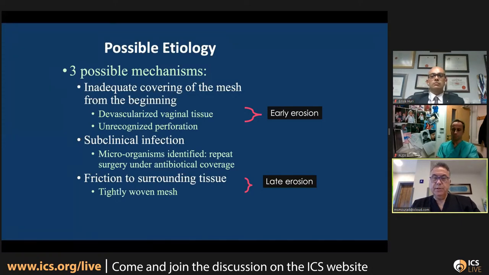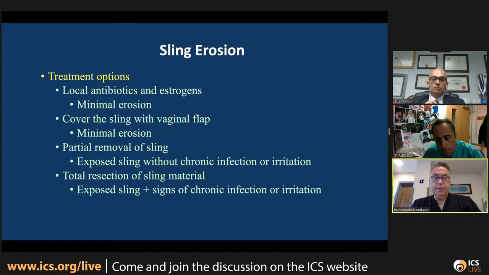So all the precautions and instructions should be given to the ladies before the operation and after the operation, to make sure that they have all the instructions and to detect any early complication. The treatment option could be local antibiotics and estrogen, or to cover the sling with vaginal flap if it is minimal erosion, or partial removal of the sling, or maybe total resection of the sling material if you have the sling exposed and there are signs of chronic infection or irritation. So all these options are available, and you can choose which of them according to the case.